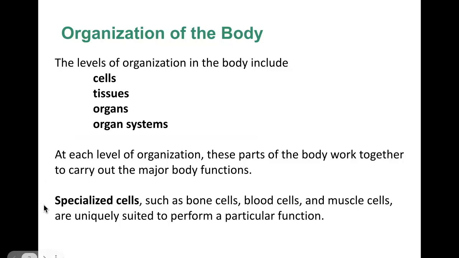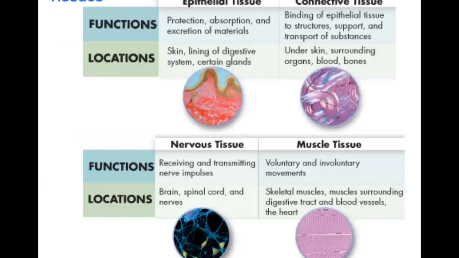Specialized cells, such as bone cells, blood cells, and muscle cells, are uniquely suited to perform a particular function. Epithelial cells, which are your skin cells, are for protection, absorption, and excretion of material. And the location is the skin, also the lining of the digestive system, and certain glands.